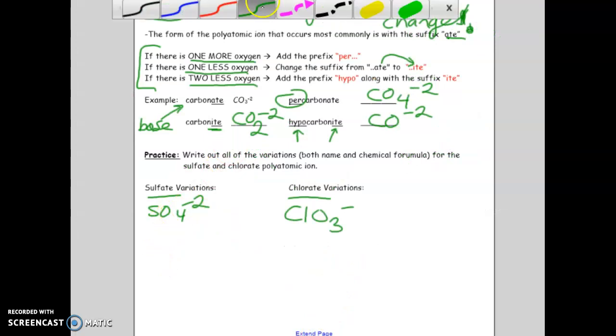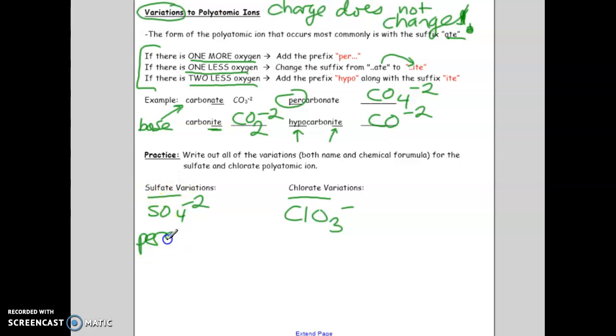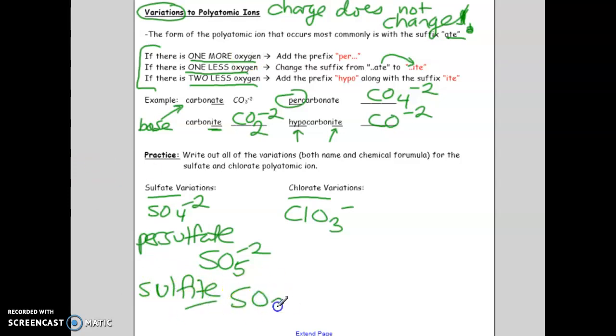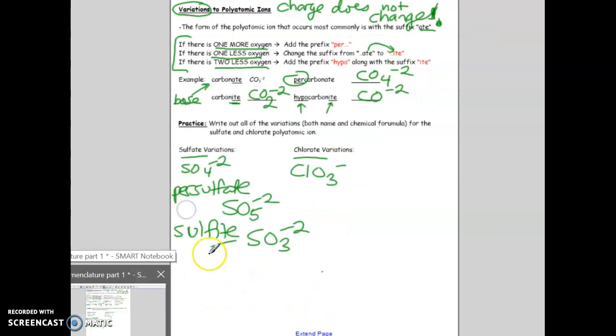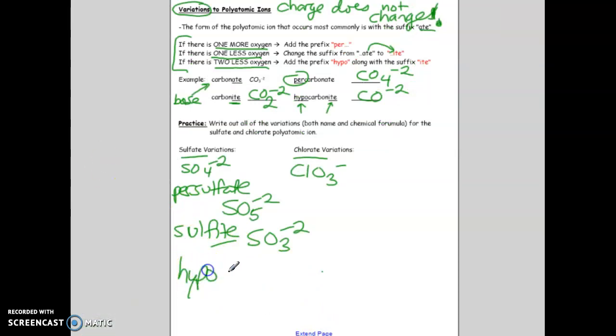Okay, so for sulfate, we can have persulfate. That would be SO5 -2, right? 1 more oxygen. We can have sulfite, which is SO3 -2, or we can have hyposulfite, which would be SO2 -2.